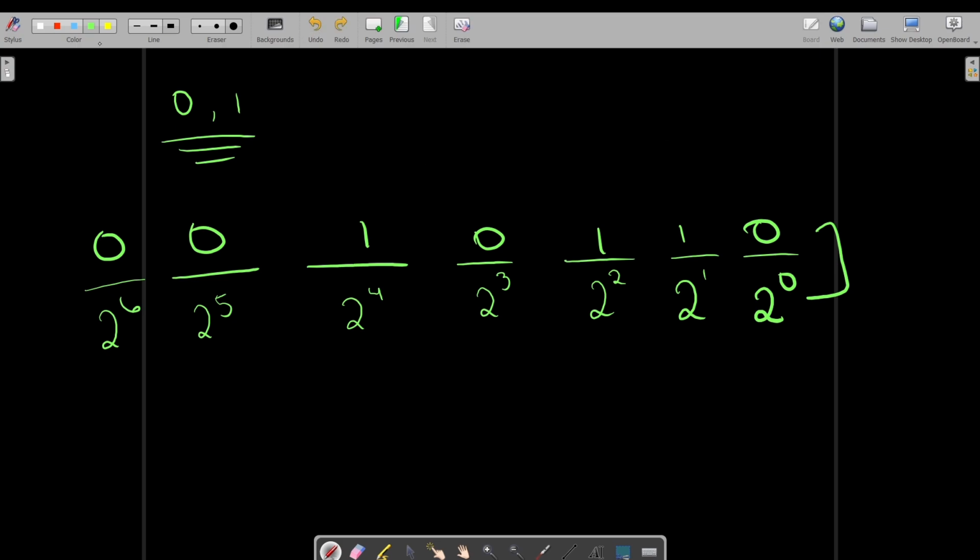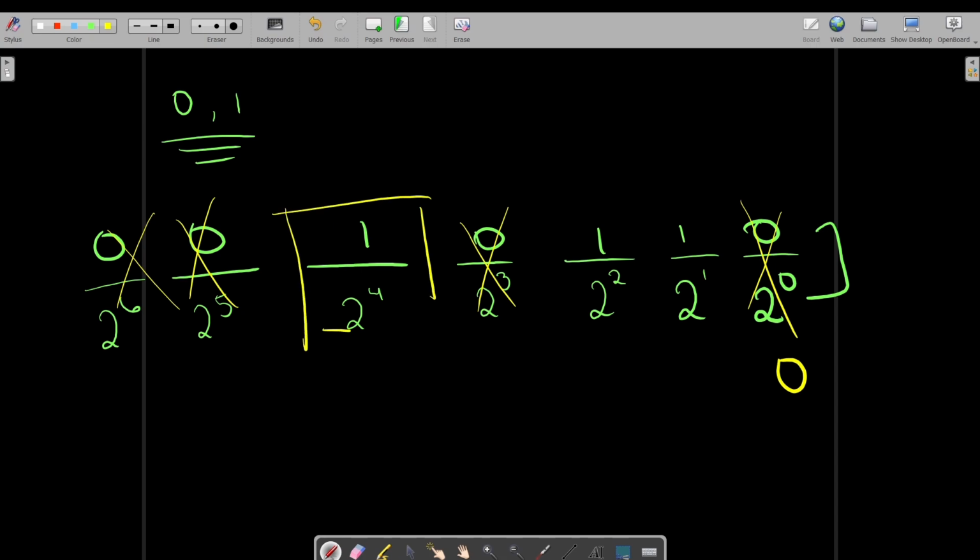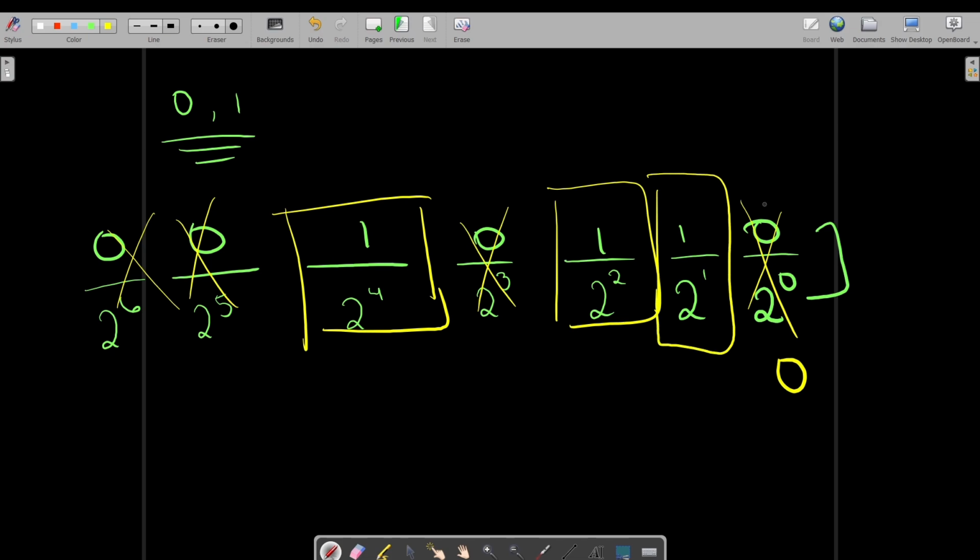What is 2 to the power 0? Well, wherever there's a 0 digit, we don't really have to count that value, because anything times 0 is 0. So we won't count this value, this value, this one, or this one. We mainly have to focus on the values with a 1. We just don't have to calculate using the zero digits.